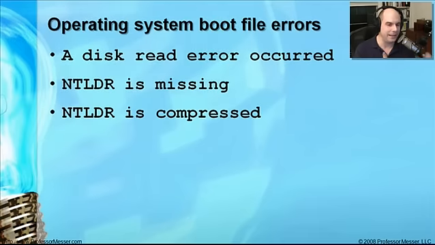Let's say that we're not having a problem with a boot partition. Let's say that it's finally getting to load Windows and it gives these types of messages saying a disk read error has occurred, or our NT loader file is missing, or our NT loader file is compressed for some reason on our drive. As you might recall from our video that talks about the boot process, that NT loader file is incredibly important in the boot process. It does a number of things during that startup process.